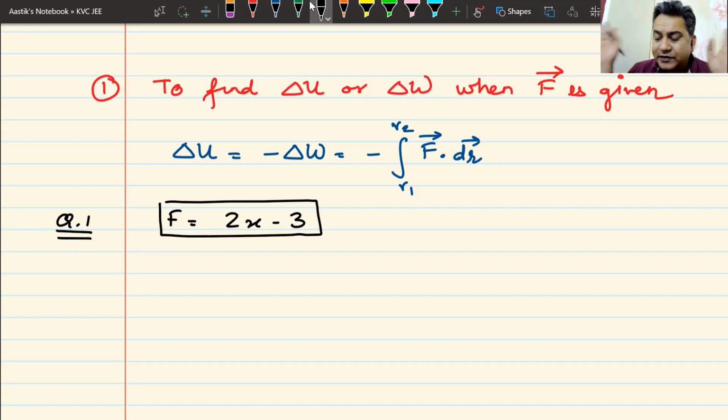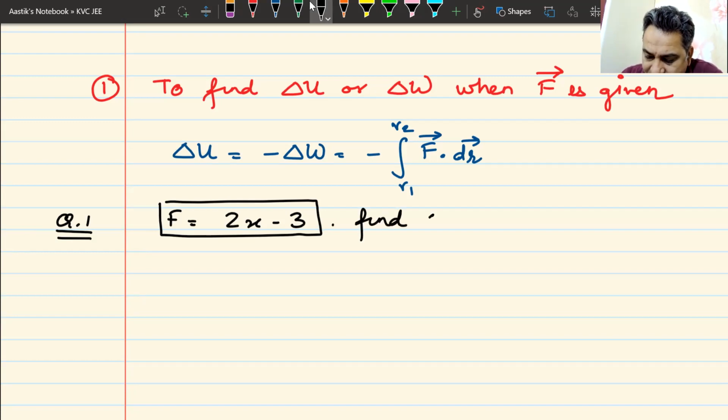Do you understand this? Do we remember that we have done questions of this nature where the force was three-dimensional and we had found out the work done by that force using integration? Yes or no? We'll just revise it. So F is 2x minus 3. This is the one-dimensional force where x is the position of the particle. The particle is moving along the x-axis. Find the work done by this force.